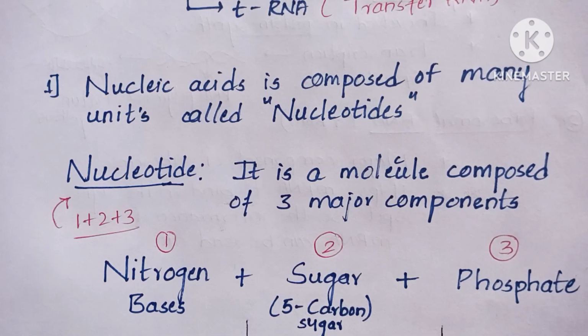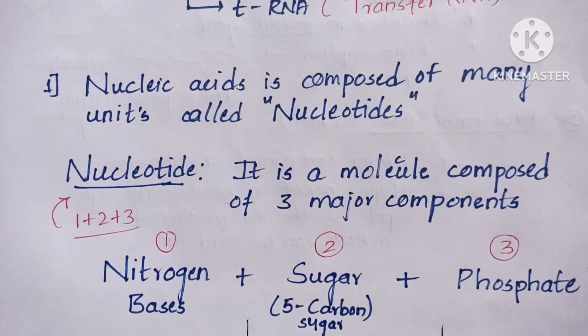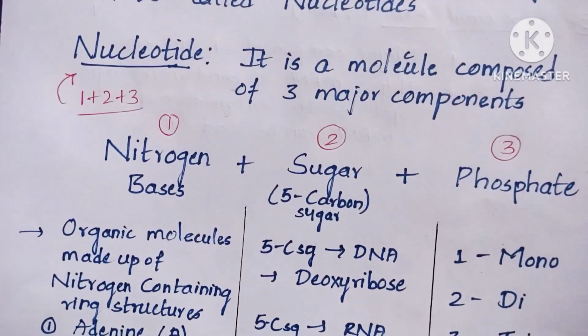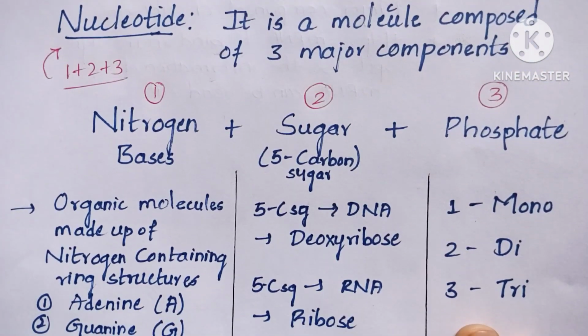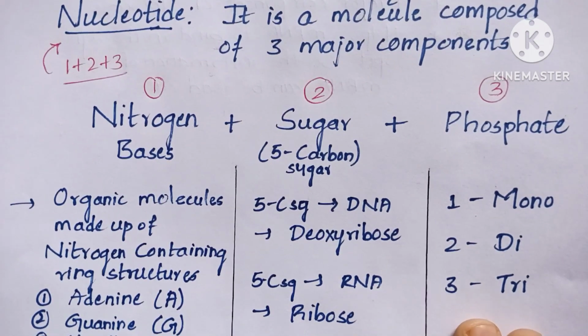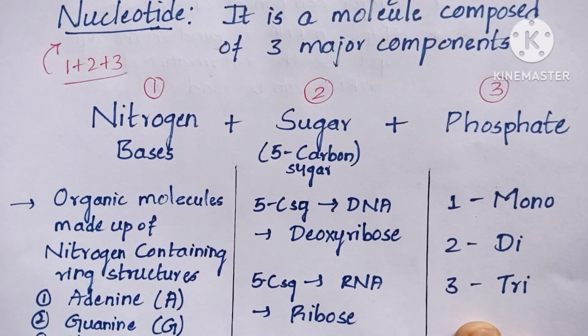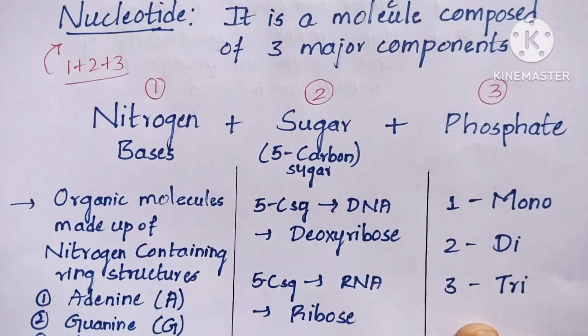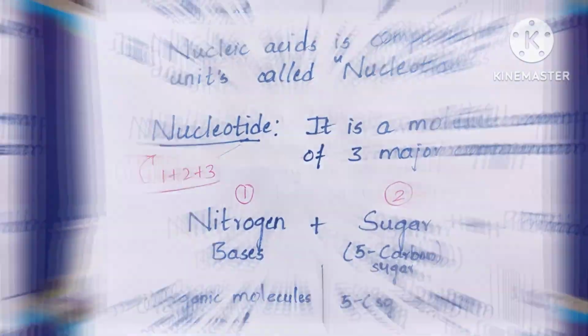If this 5-carbon sugar is present in DNA, it is known as deoxyribose sugar. Similarly, if this 5-carbon sugar is present in RNA, it is known as ribose. Whereas for the phosphate, if there is a single phosphate, it is known as monophosphate. If there are 2 phosphates, it is called diphosphate. If there are 3 phosphates, it is known as triphosphate. Altogether, this forms the nucleotide.